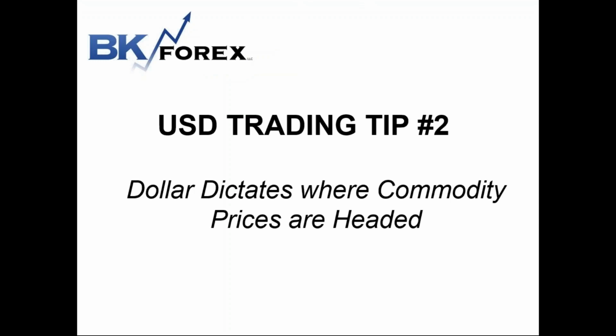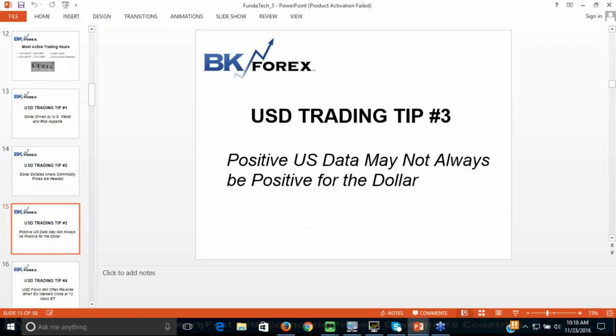Second trading tip is that the dollar dictates where commodity prices are headed. Because a lot of commodities like oil and gold are priced in US dollars. And since they are priced in US dollars, I think it's important to realize that when the US dollar rises, generally speaking, we will also see a corresponding move in commodity prices. So if the dollar rises, you'll see a corresponding sell-off in oil prices, for example.